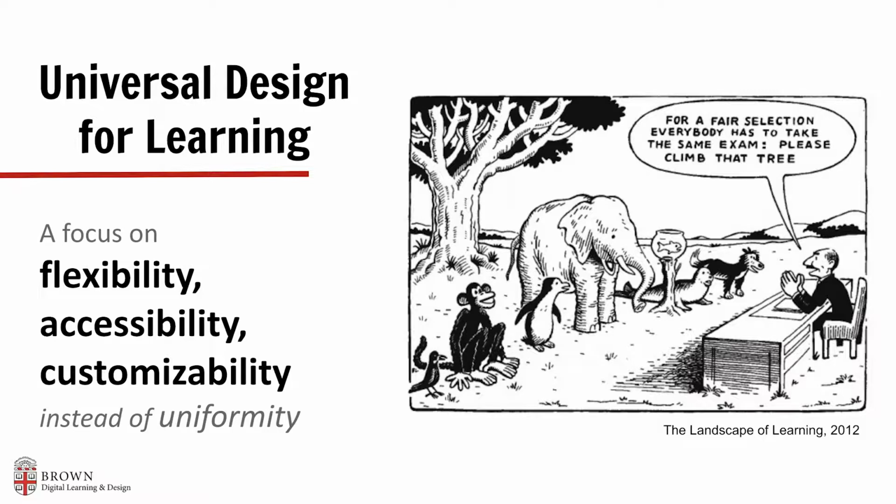Universal design for learning provides a solution to this traditionally rigid way of looking at teaching and learning. It is a framework for teaching and learning that aims to accommodate a broad spectrum of learners. It focuses on flexibility, accessibility, and customizability to promote equifinality over rigidity in instructional delivery. The goal of UDL is to adapt the learning experience for the learner rather than making the learner adapt to the learning experience.